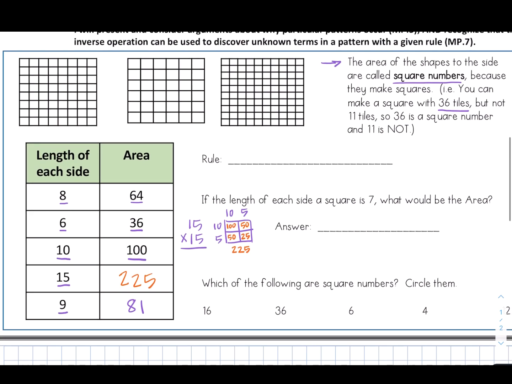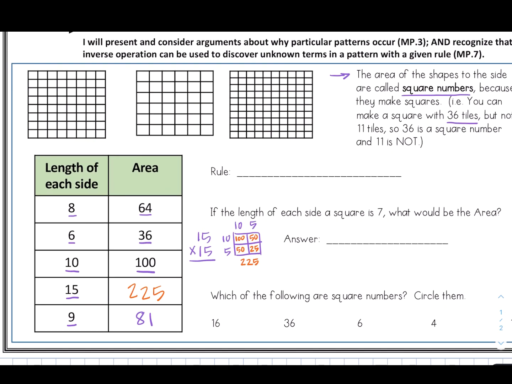So what is the rule here? Again, the rule is, let's just say the length of a side, we're going to call it capital L. It's just L times L. Okay. Or another way to write that is L squared with a little 2 up above like that. If the length of each side of a square is 7, what would be the area? 7 times 7, or 49.